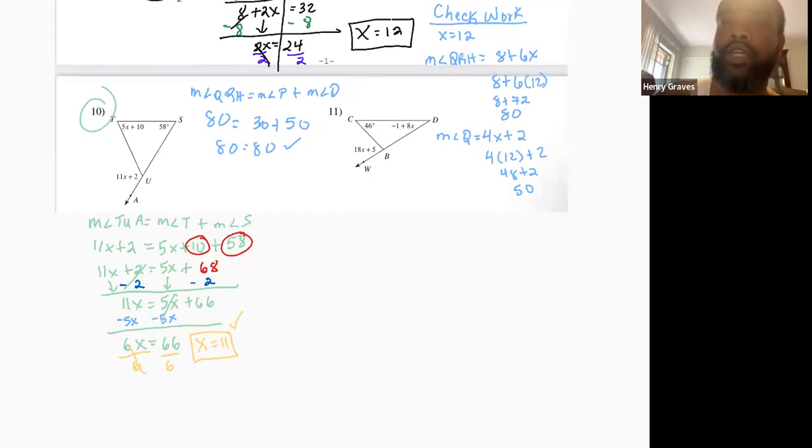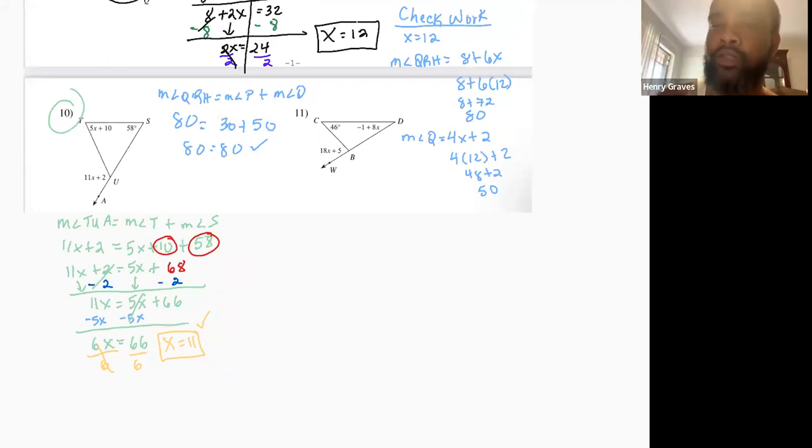So I'm gonna check my work in a different color. Let me do this one, purple. Check work. For check work, I know that x is equal to 11. So I'm going to do the measurement of angle TUA. Find that one first. I know that's 11x plus 2. Replace the x with 11. So I'm doing 11 times 11 plus 2, which is 121 plus 2, which is 123.